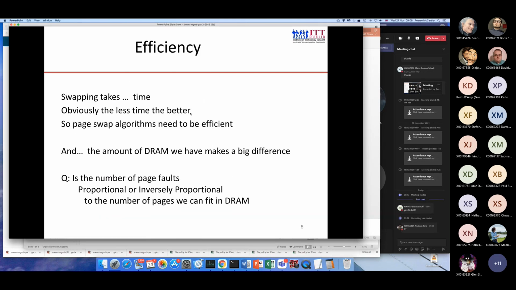So let's go back to the question. Is the number of page faults proportional or inversely proportional to the number of pages we can fit in DRAM? So what that means is, if we have more DRAM, do we get more page faults? Or if we have more DRAM, do we get fewer page faults? Which is it? Anybody want to hazard a guess? If you think about it, if we have more DRAM, do we get more page faults or fewer? That's essentially what that question's asking.